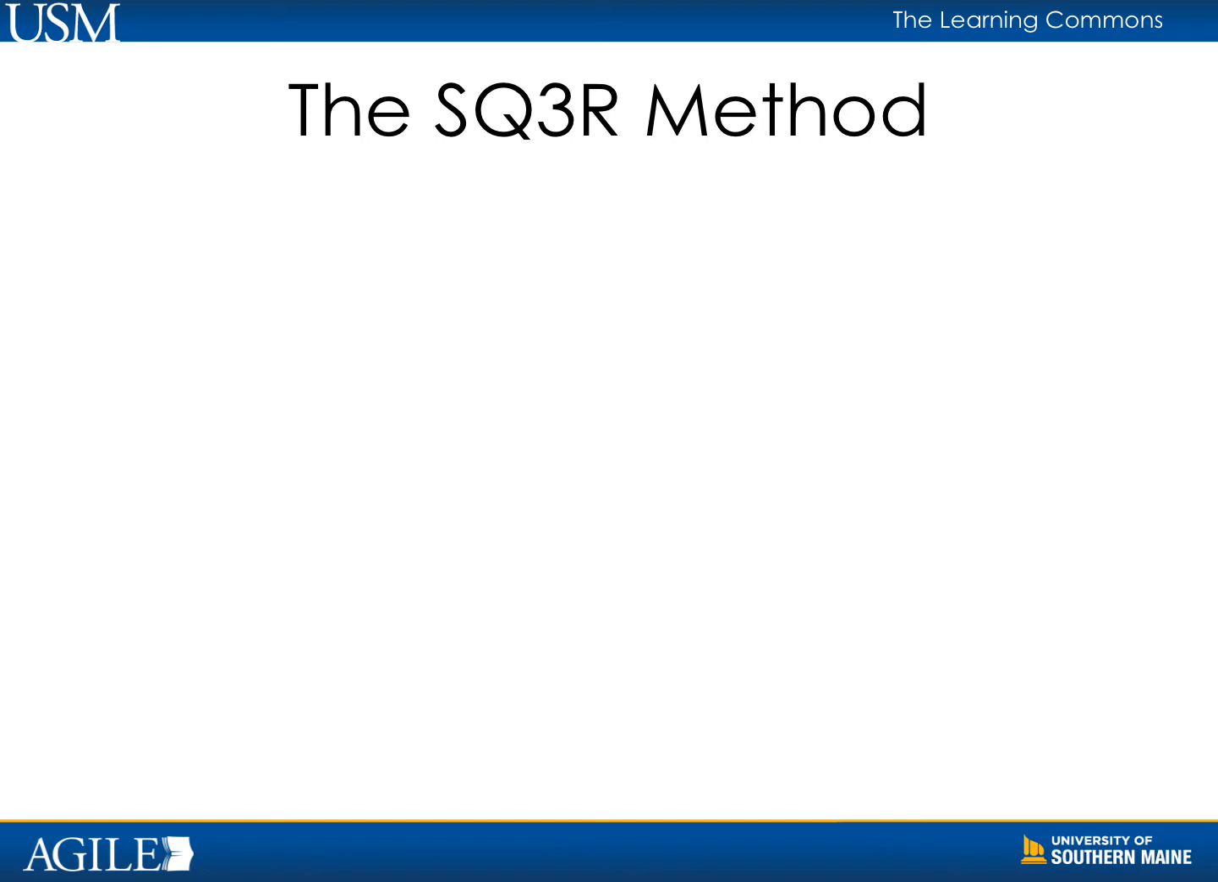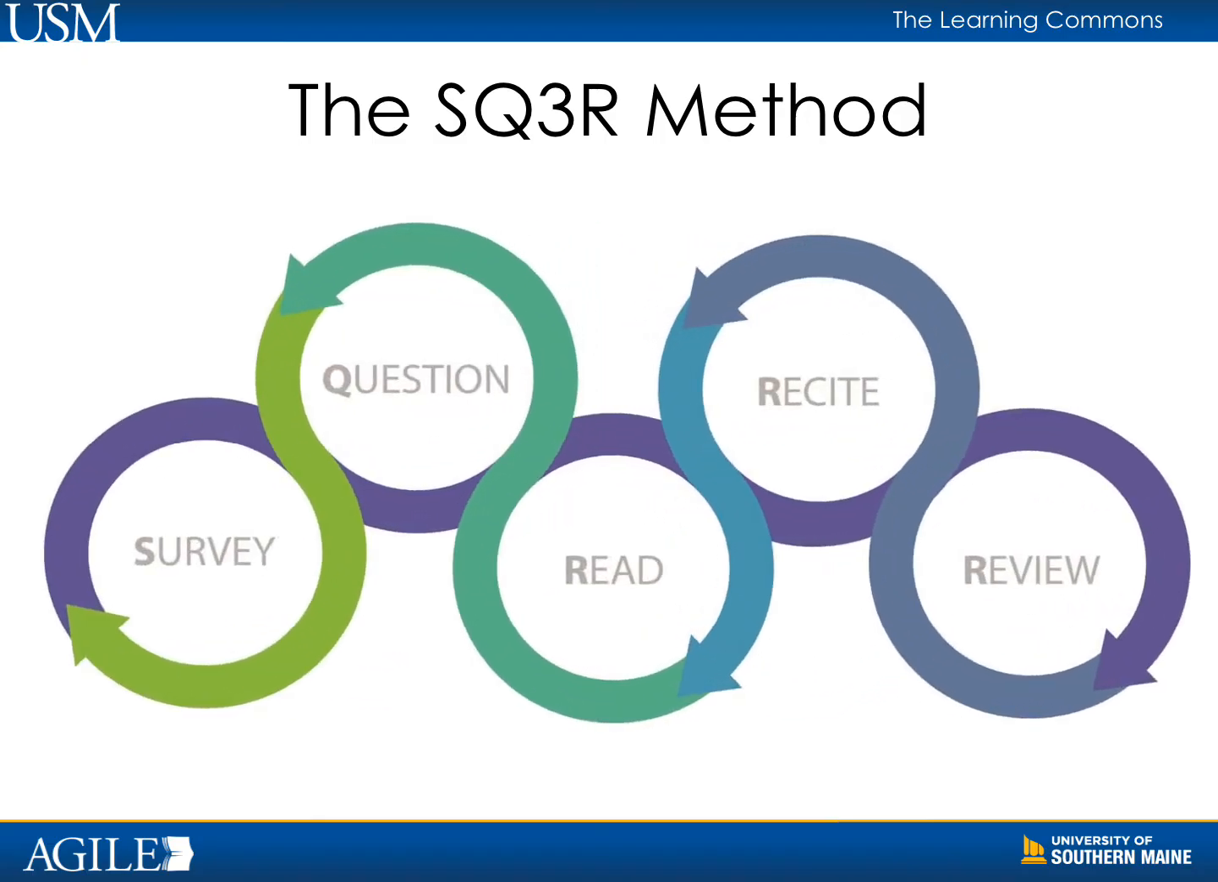Now for the approach. A tried and true active reading approach for efficiently tackling college-level material is the SQ3R method. SQ3R stands for survey, question, and the 3 R's, read, recite, and review. This method can be used for any textbook reading and for any online or print articles that you read or use for research in your courses.